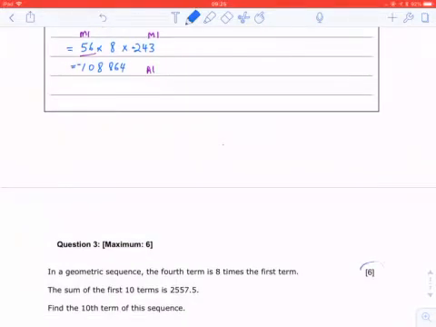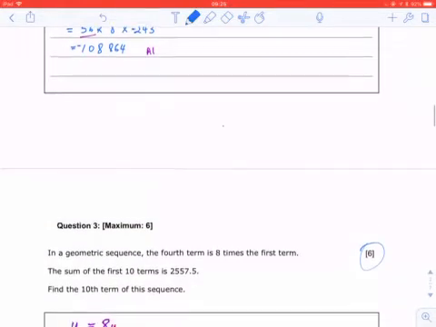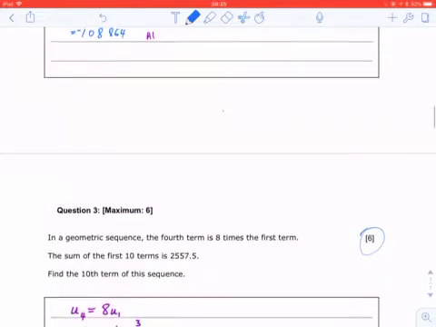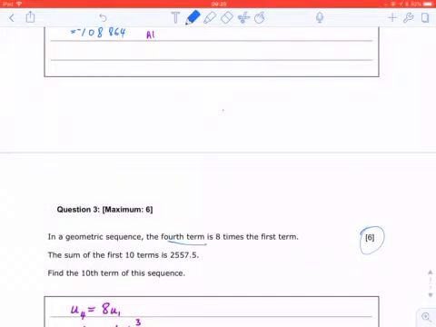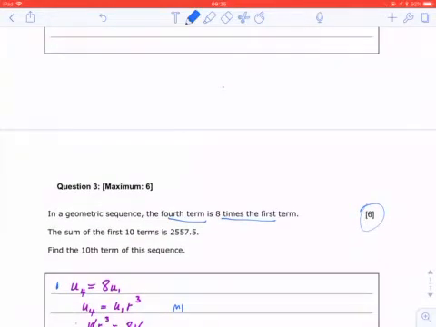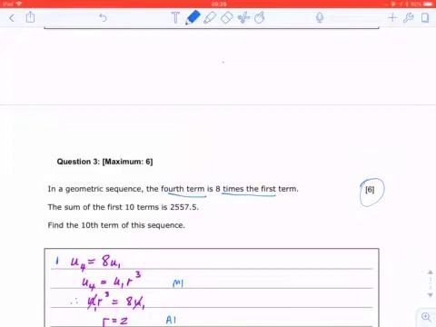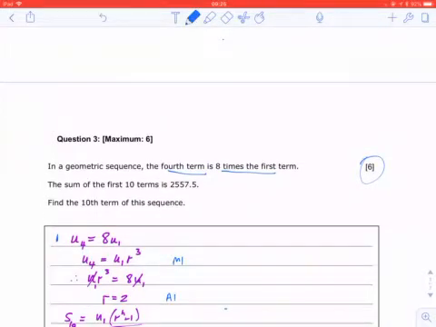Okay, this question is worth 6 marks, so we've got a bit of work to do here. We originally know that the fourth term is 8 times the first term, so I write it like maths. I'm next told, and then I think about what's U4? Well, it's from the formula, it's U1 R cubed. When I equate those, I get R equals 2.